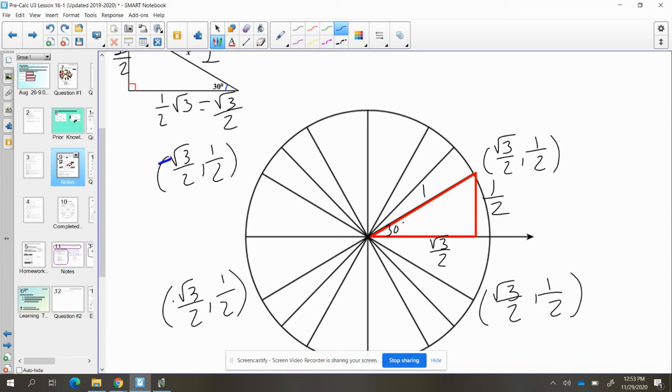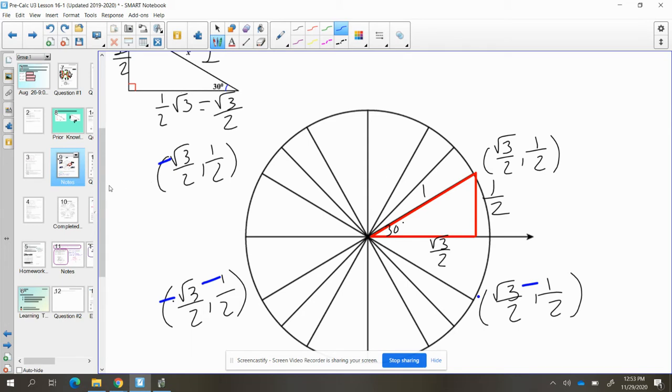If you're in quadrant 2, your x value is negative because you move to the left. Quadrant 3, they're both negative because you move to the left and down. Quadrant 4, just your y value is negative, okay? So this is going to be the same as well for the 60-degree angles.